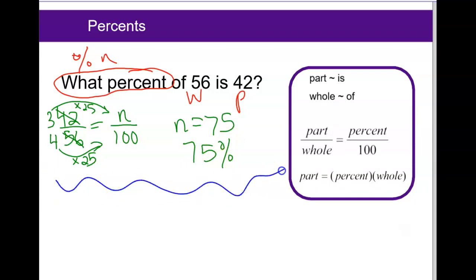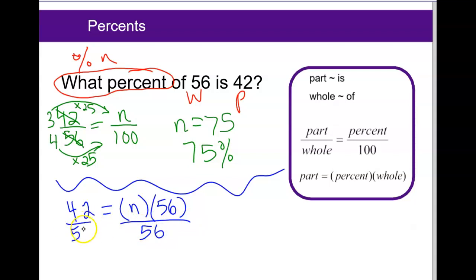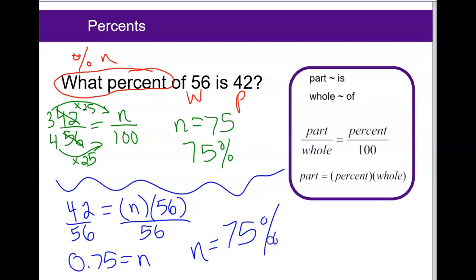But in case you solve this with an equation, let's see how you would do it that way too. What percent of 56 is 42? My part is 42, so part is equal to the percent n times the whole, 56. To isolate n, divide both sides by 56. 42 divided by 56 is 0.75. So we know that my percent is 75%.